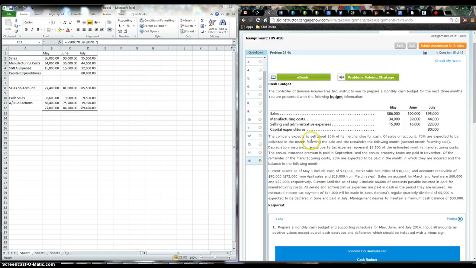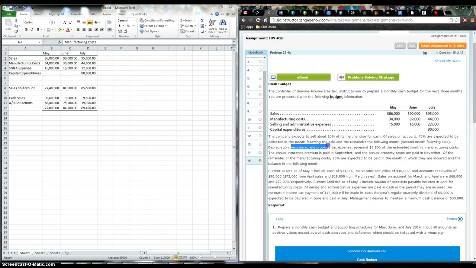So let's go back up to our detail here. After the AR stuff, it says depreciation, insurance, and property tax expense represent $3,500 of estimated monthly manufacturing costs. So that's our manufacturing costs here, or here. And it's telling us that 3,500 of that is non-cash items, and here's why. Remember, we already know depreciation is a non-cash expense, right, from our cash flow.